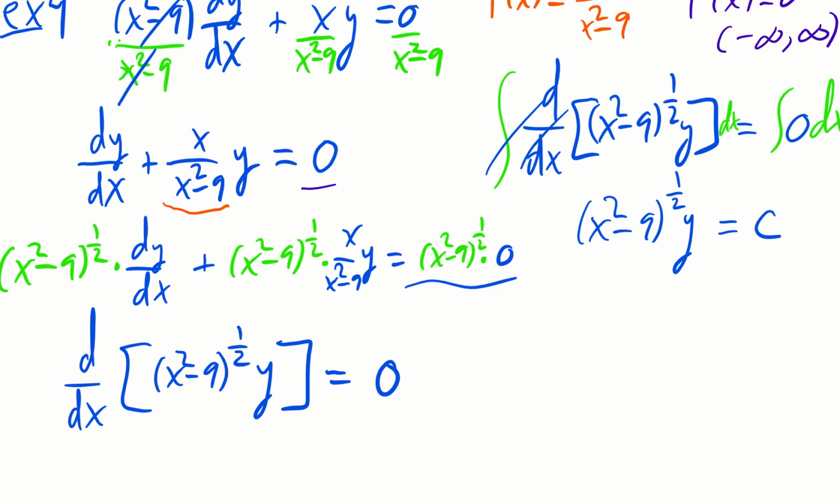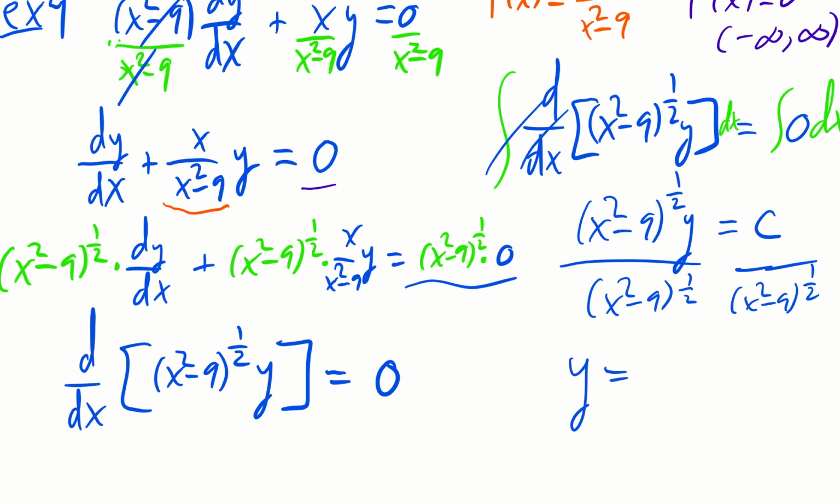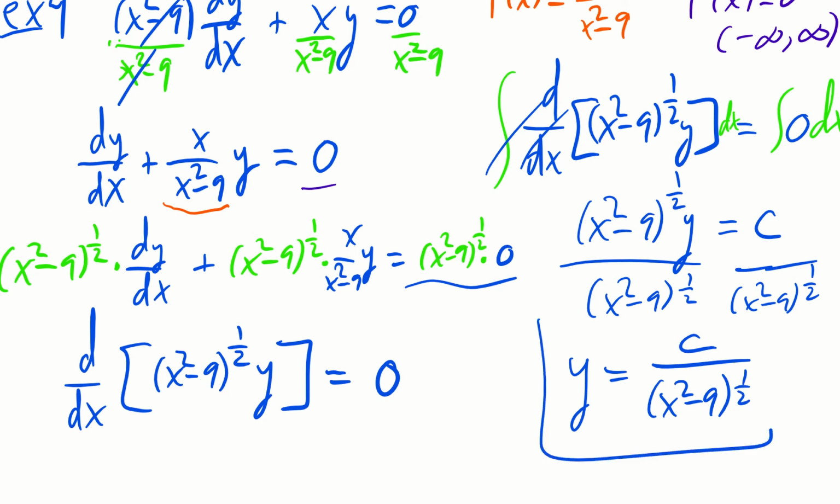And then to get the y by itself, we can divide both sides by (x squared minus 9) to the 1/2. So y equals c divided by (x squared minus 9) to the 1/2. And we would take this solution to be on the interval 3 to infinity.